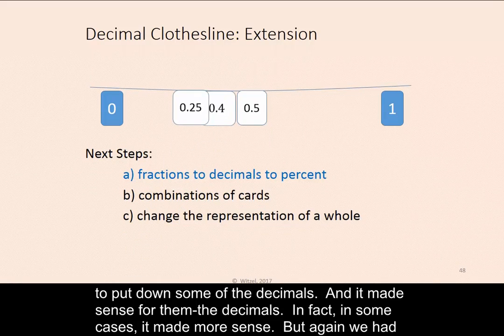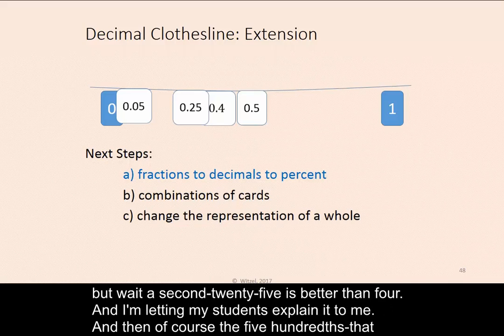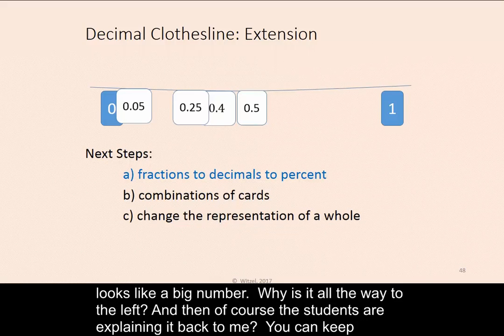But again, we had to have the conversation that 25 hundredths is to the left of 4/10. And of course, you know me, I'm asking questions like, but wait a second, 25 is bigger than 4. And I'm letting my students explain it back to me. And then, of course, the 5 hundredths. But that looks like a big number. Why is it all the way to the left? And so then, of course, the students are explaining it back to me.